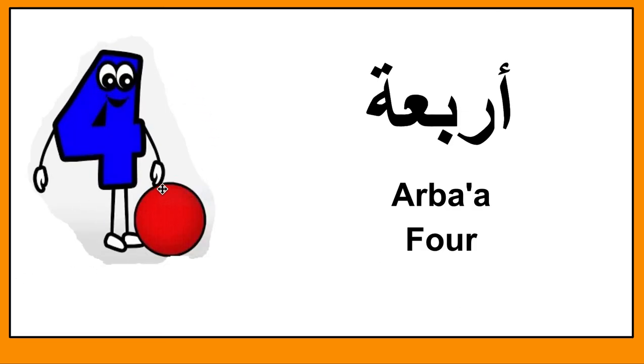And 4 here has a ball. He's playing outside. أربعة. ألف مع همزة حرف الباء هنا بالنقطة. أربعة. 4.